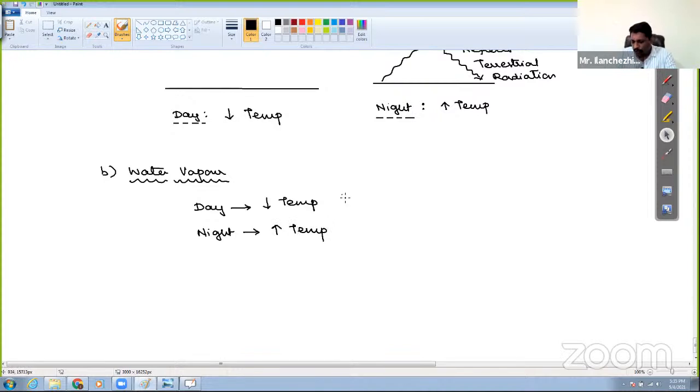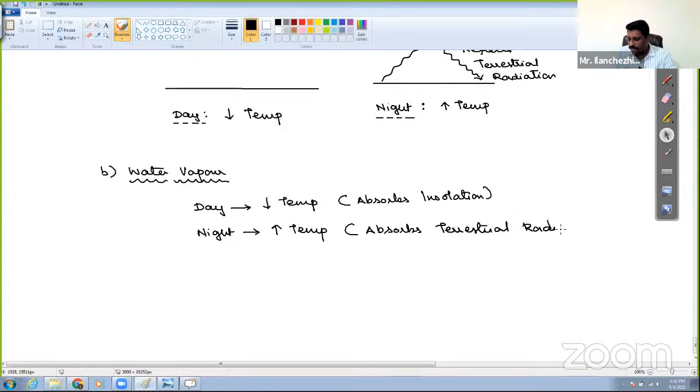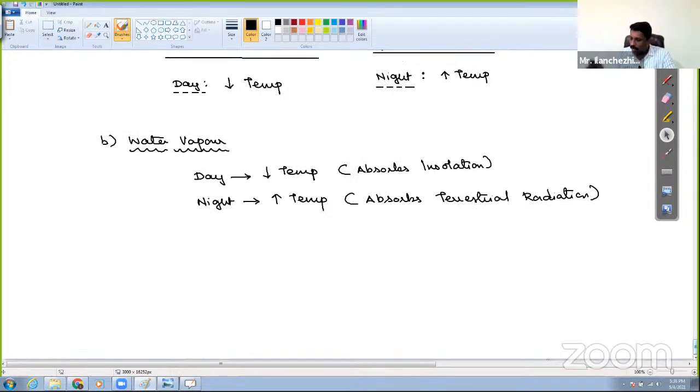Why? Because in the daytime, it absorbs insolation in the upper reaches of the atmosphere itself. It will not allow the insolation to reach the surface of the earth. Only if it allows the insolation to reach the surface, the surface of the earth gets heated up, and only then will it radiate back terrestrial radiation. At night, it absorbs terrestrial radiation. So by absorbing terrestrial radiation, it increases temperature. This is the role of water vapor, my friend.